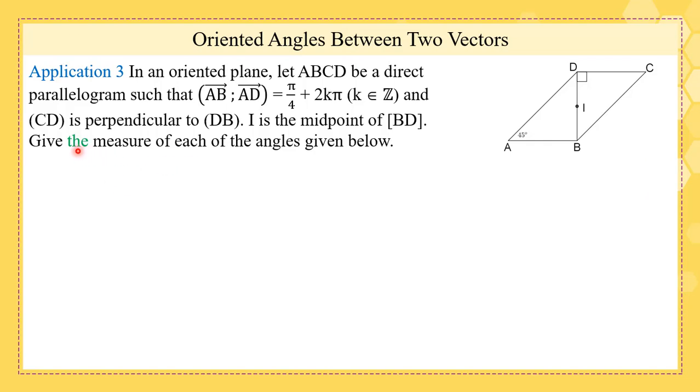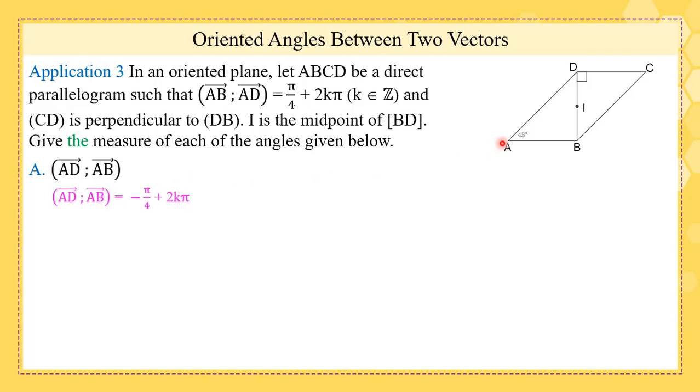When it comes to the measure, we have to put 2k pi. So if we need to give a measure, we don't put the 2k pi. Whereas if we need to talk about the measure, we have to put the 2k pi. Okay, (AD, AB), try to do it alone.